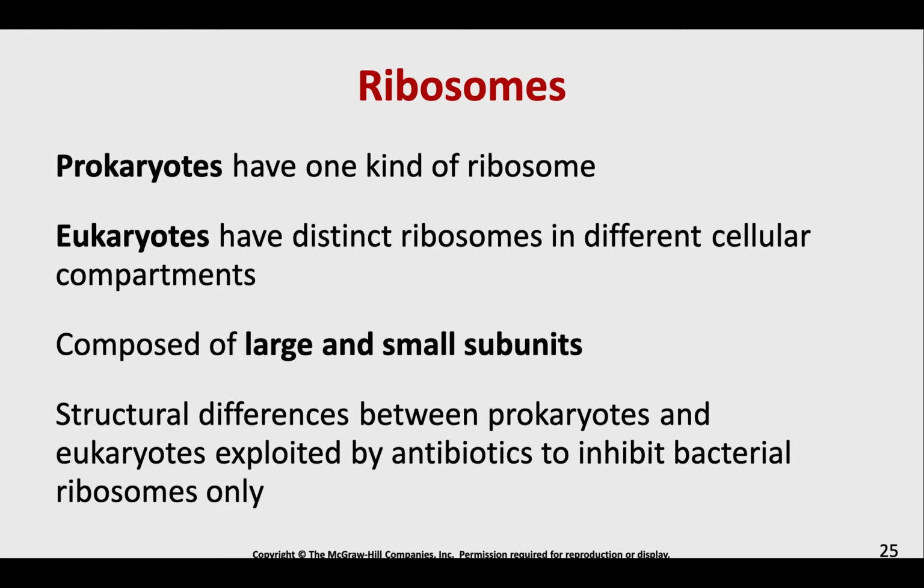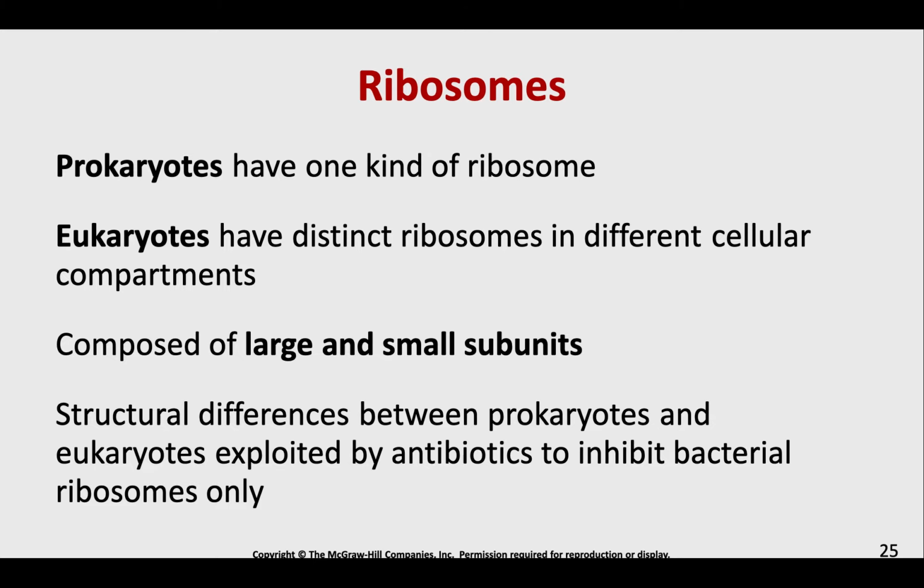Right? Eukaryotes have distinct ribosomes in different cellular compartments, most notably in their mitochondria and in their chloroplasts. They have different ribosomes. All right. Now, ribosomes are composed of a large subunit and a small subunit.